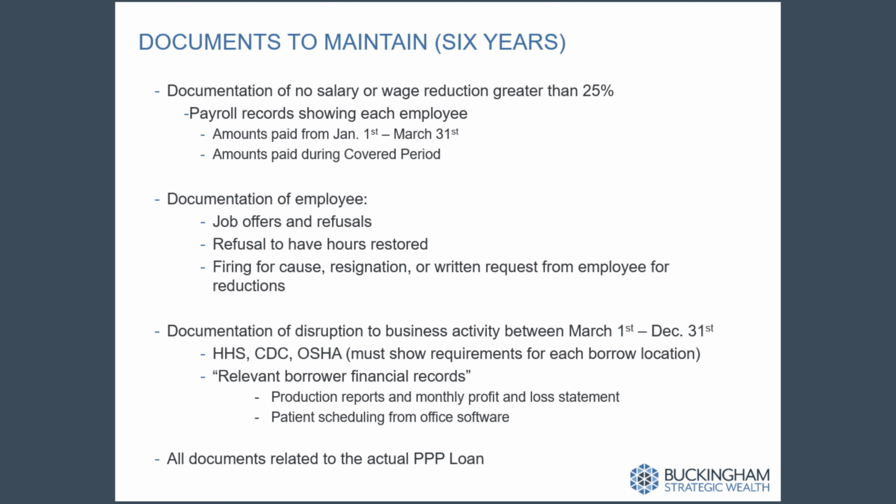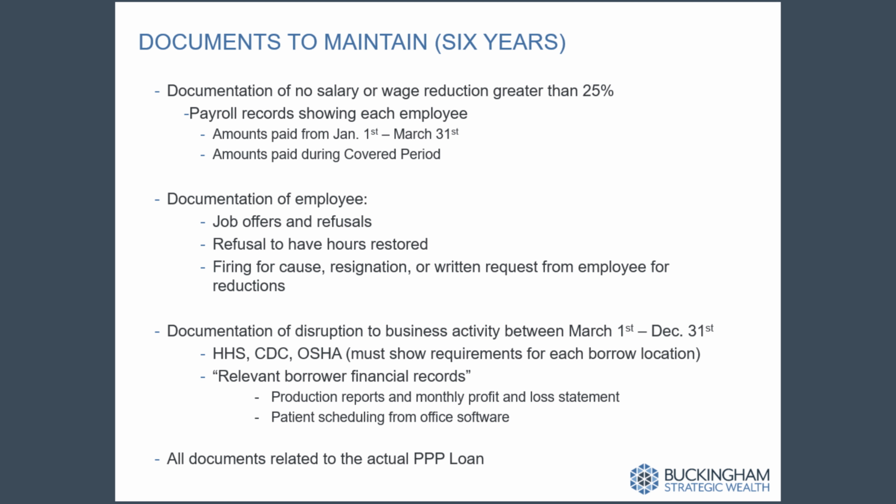That can be payroll records showing each employee the amount that they were paid from January 1st to March 31st, and then the amount that they were paid during the covered period. Remember, if we had a decrease in hours, but not the wage per hour, that's not going to count against you.